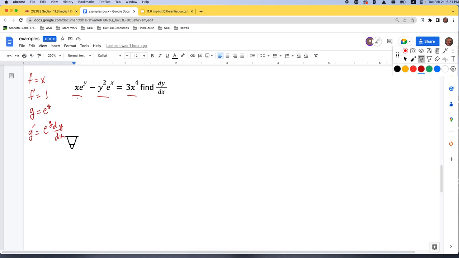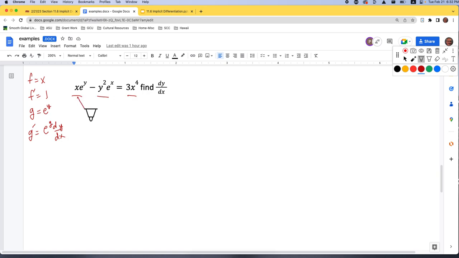But remember, e is its own derivative. It's simple, but it's confusing, right? So the derivative of e to the y is e to the y, but when we take the derivative with respect to x, we don't get this marker. Since it's got a y variable, we have the marker. So we have to put that together, right?